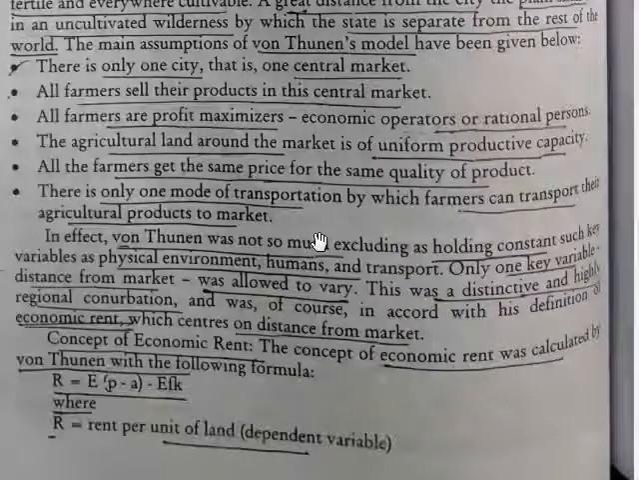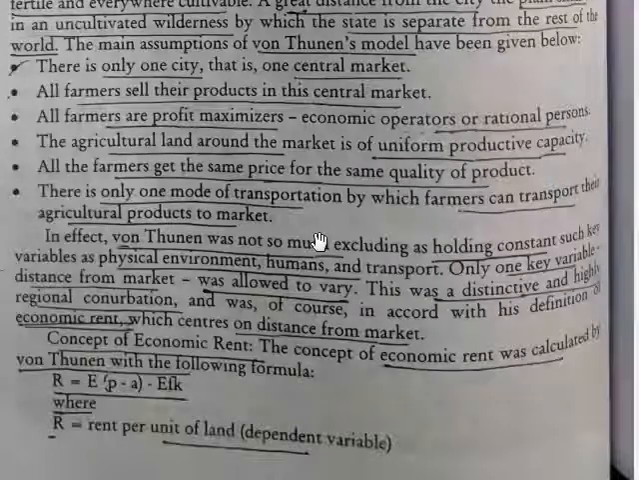So in effect, von Thünen was not so much excluding as holding constant such key variables as physical environment, humans, and transport. Only one key variable, distance from the market, was allowed to vary. This was a distinctive and highly regional conception, and was of course in accord with his definition of economic rent, which centers on distance from the market.